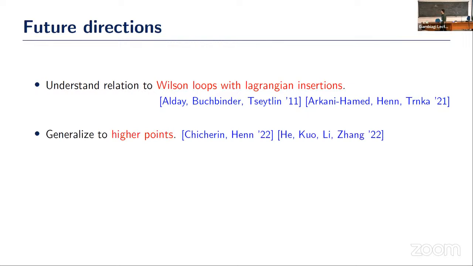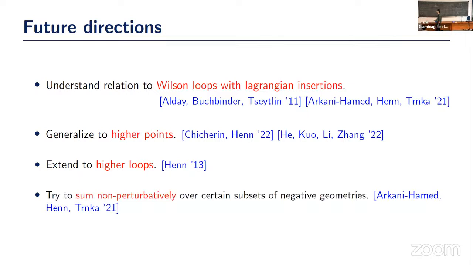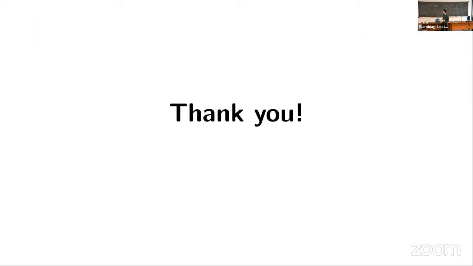Also, it would be interesting to generalize this to higher points, that is, to scattering processes with more particles, and to higher loops. In particular, maybe this could be done using the differential equation method for Feynman integrals. And finally, it would be very interesting to see if we can sum non-perturbatively some subsets of diagrams in ABJM, as it was done for the N=4 super Yang-Mills case. So thank you.